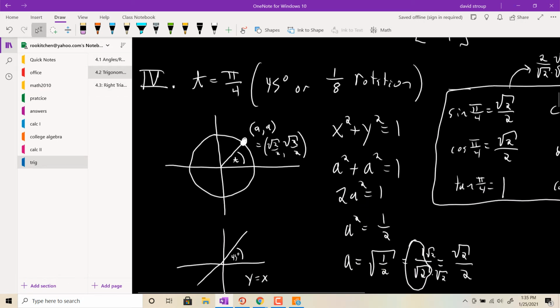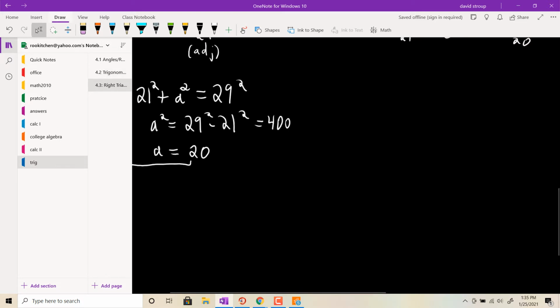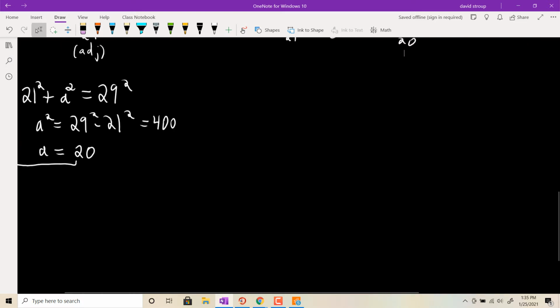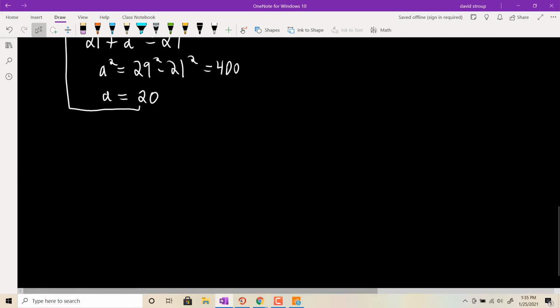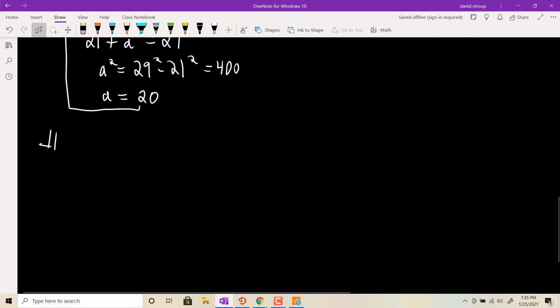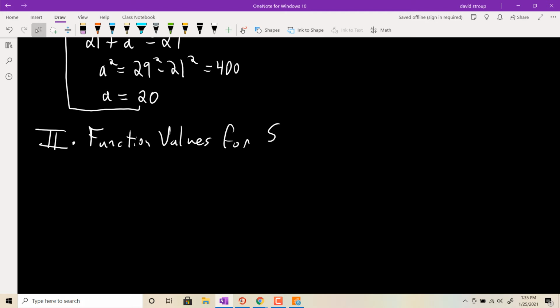Okay, we want to do the same thing now, but with right triangles. Okay, and we'll be using kind of the Pythagorean theorem. Okay, so we're also not just going to do pi over 4. We're going to do pi over 3 and pi over 6 as well. So function values for some special triangles. Okay, and we start with pi over 4.